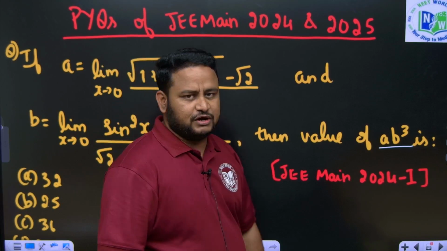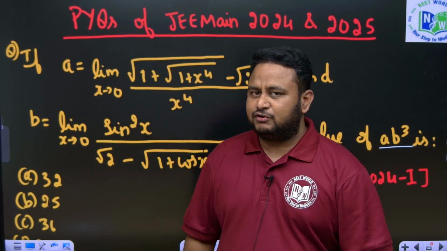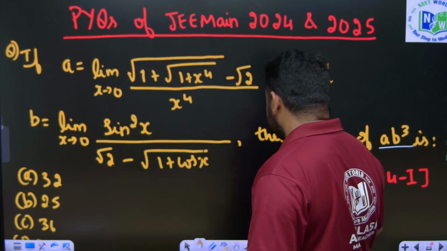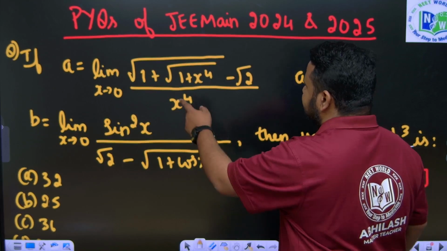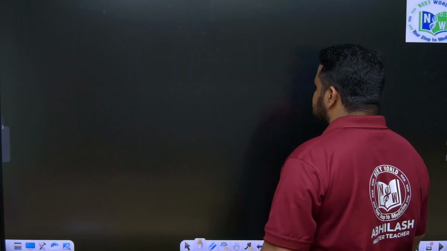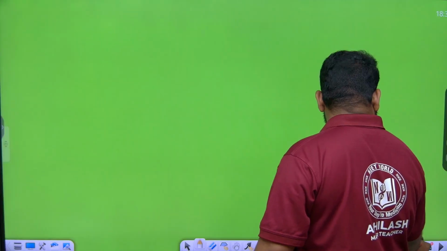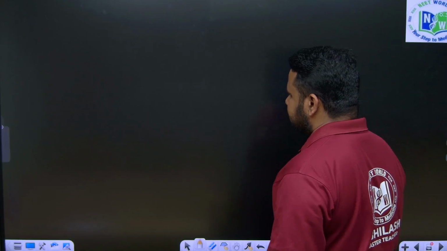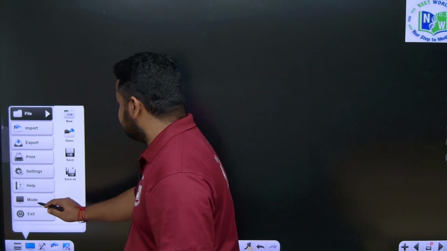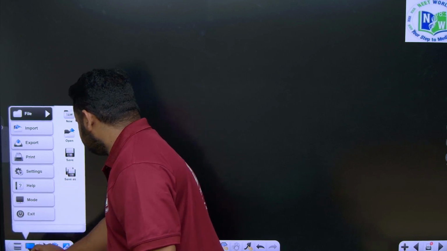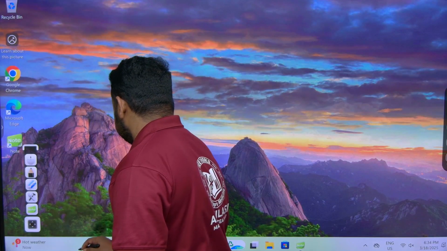First we have to compute the value of A and then we have to compute the value of B, right? So let us start friends. To compute A, let me write it down. Let me change the theme also, just a minute friends.